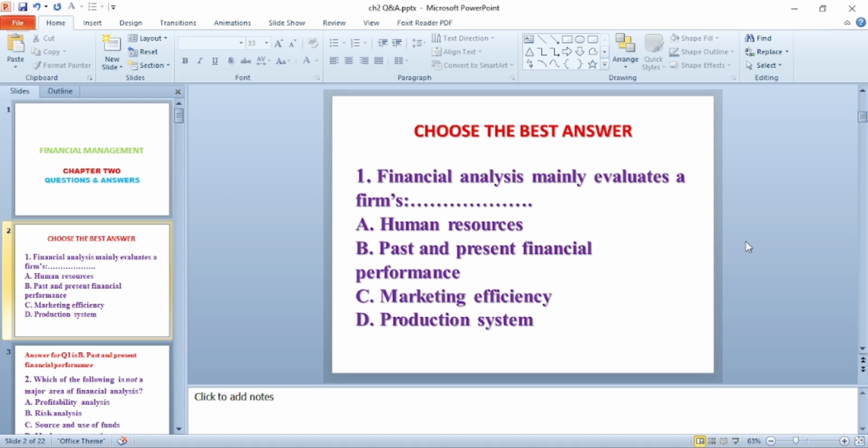Question 1. Financial analysis mainly evaluates a firm's dash. A. Human resource. B. Past and present financial performance. C. Marketing efficiency. D. Production system. The answer for this question is B. Past and present financial performance.